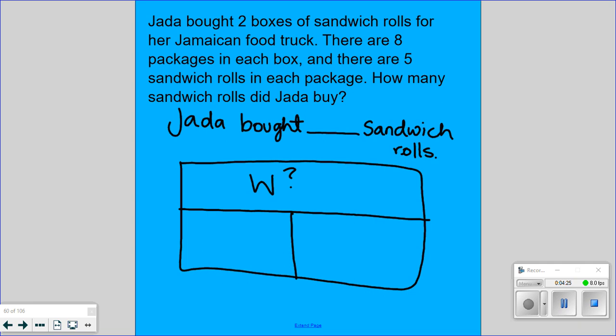What's inside these boxes? I need you to take your hand out of your sleeve, please. Madison? 8 packages. Okay, so here's box number 1. How many packages are in here? 8. Here's package 1, package 2, package 3, package 4, package 5, 6, 7, 8. 8 packages in each box. So how many is in the other box? 8. Go ahead and draw 8 in the other box too.